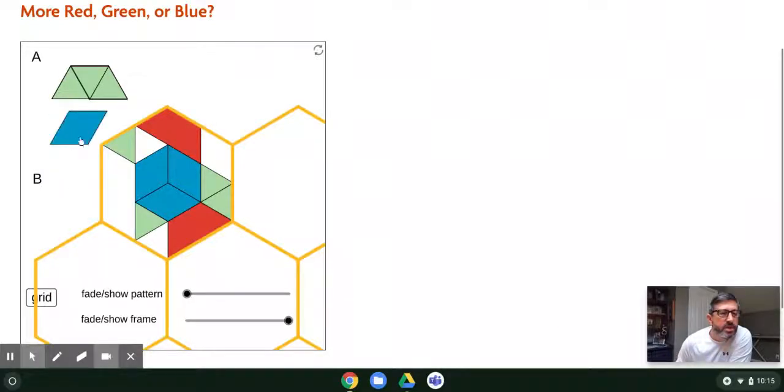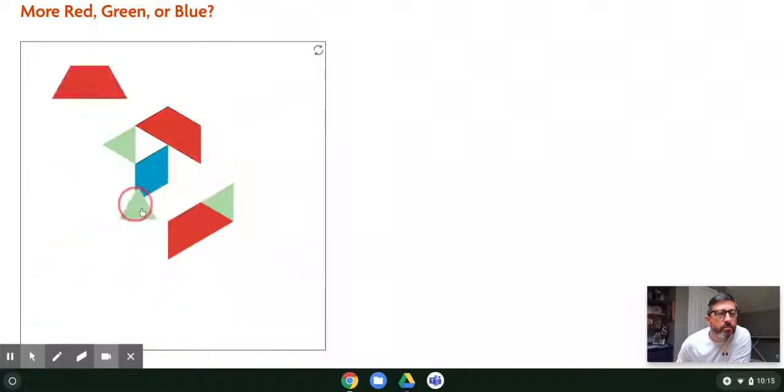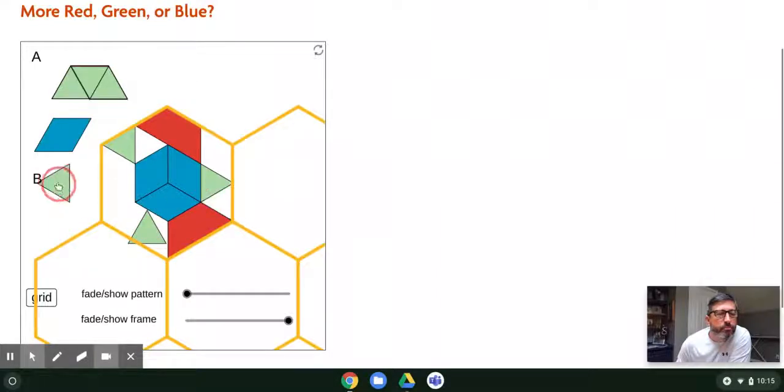So let's see, do you think any of the triangles will fit into this blue rhombus here?